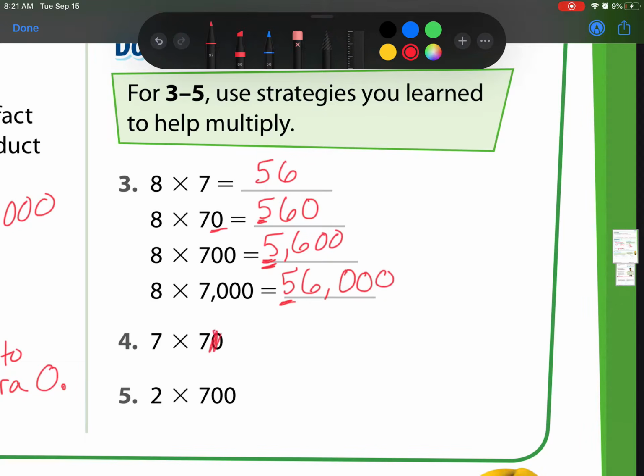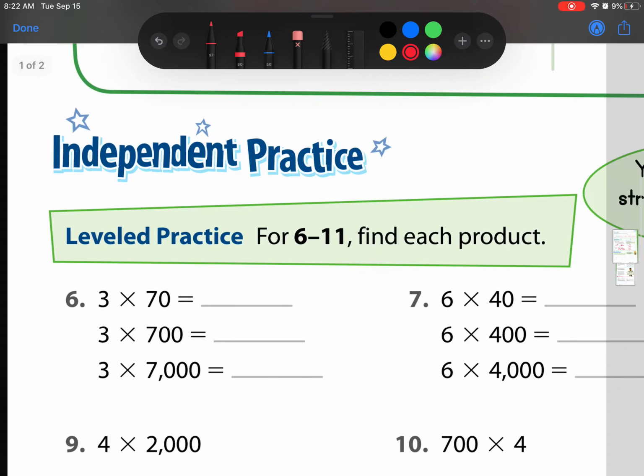Number 4, basic math fact. 7 times 7 is 49. And now let's add that 0 back on for 490. Basic math fact. 2 times 7 is 14. And then add those 2 zeros back on for 1,400. As long as you know your math facts, it's super easy for our lesson today, guys.